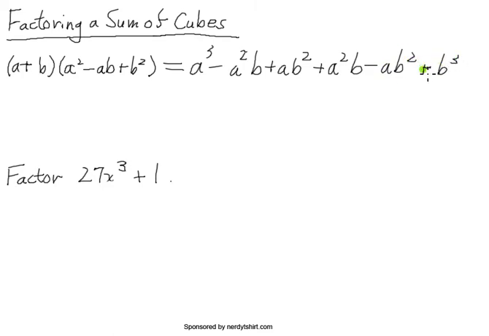Now, as you can see here, you've got some like terms that have been generated here. This minus a squared b will cancel out this plus a squared b. This plus ab squared cancels out this minus ab squared. So, in fact, as claimed, the only stuff that's left here is the a cubed that we started things off with, and the plus b cubed that we wrapped things up with.